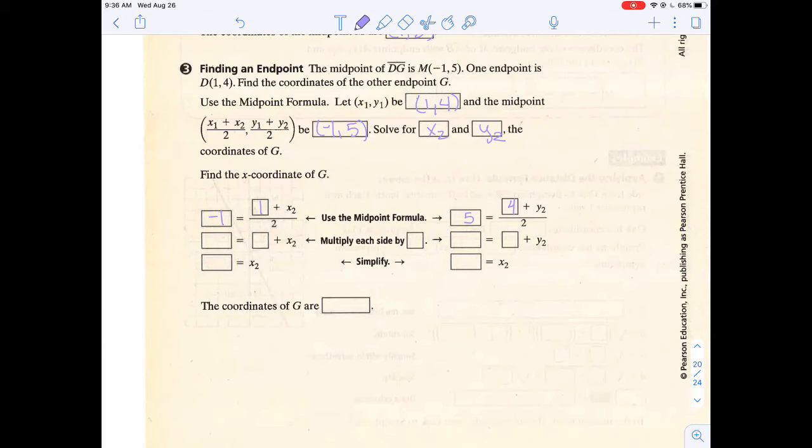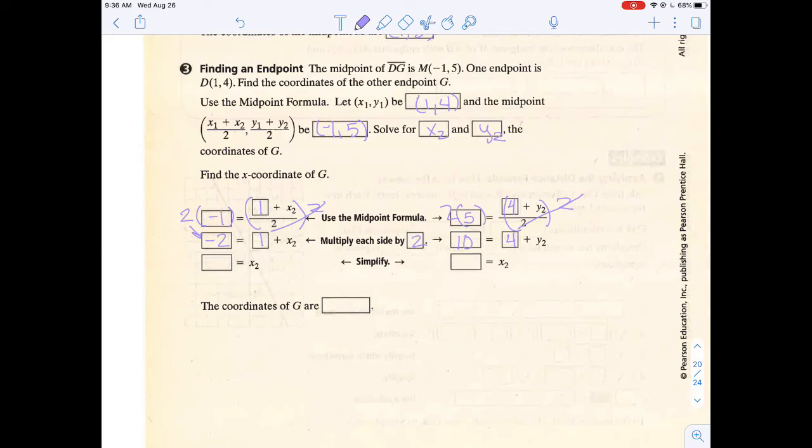Okay, so first, to make this easier, we're going to multiply both sides by 2 so that we can get rid of our fraction. So if we multiply by 2, we're left with negative 2 equals 1 plus x2. We just multiplied this by 2, those canceled out, multiplied this by 2. Okay, now over here, we're going to multiply by 2 as well. So take this times 2, this times 2, those cancel out. We've got 10 equals 4 plus y2.